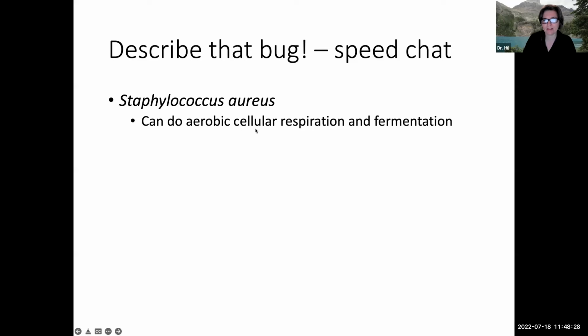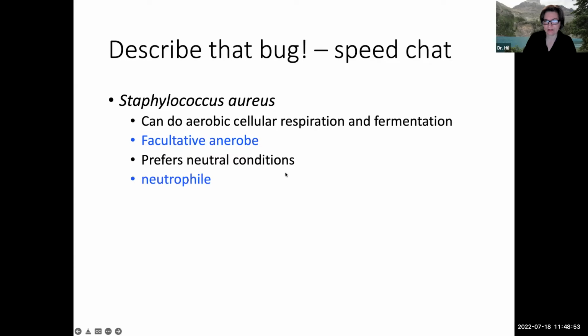Oxygen's around, it's able to use it. Oxygen's not around, it's able to do something else. Based on the fact that it prefers neutral conditions, what category would you assign it? That's right. It likes pH to be neutral, so we call it a neutrophile. If you learned that it grows the very best at 37 degrees, what category would you assign it based on this information? That's right, it is a mesophile.